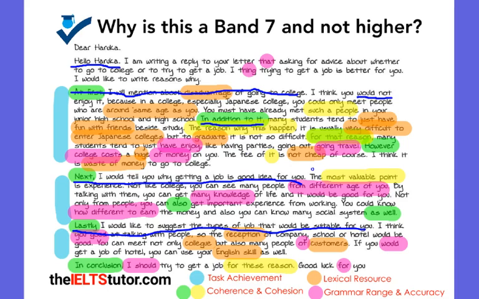Now, coherence and cohesion. The most valuable point. Okay, that's all right. Next is not used appropriately. Also is good as well. I mean, there are some examples of good use of discourse markers or cohesive devices, but like I said, with a few errors there.